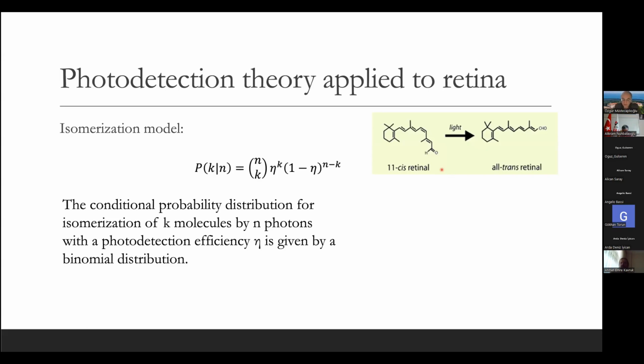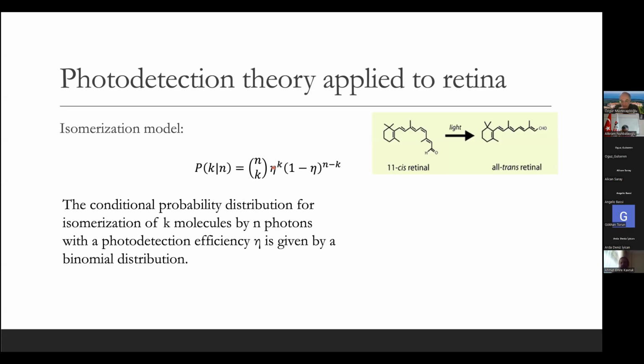Then we say that there is an efficiency, a probability that isomerization occurs, given by a number eta. Let's assume there are n photons falling into retina rod cells, and let's say n of them arrive successfully after going through the vitreous humor. After these losses, we have only n of them left on the retina. And let's say that K of the molecules go through shape changes.